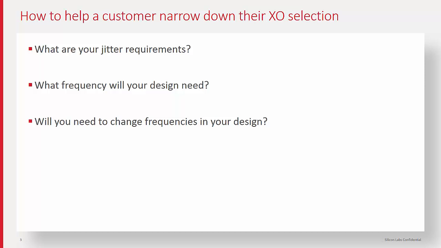Another important parameter is stability. This is essentially how accurate the oscillator is over temperature range. All of our parts are spec'd over minus 40 to 85 C, but we have various stability options, where customers who require very tight stabilities as low as 7 parts per million over temperature, we have those options as well.